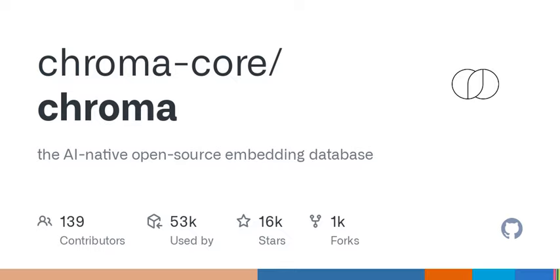Chroma is designed to make this entire process simple and developer-friendly. It features a straightforward API with just 4 main functions. That's right, 4, which makes it super easy for both novice and experienced developers to get their hands dirty. You can create collections, add documents, and even query them, all with just a few lines of code.